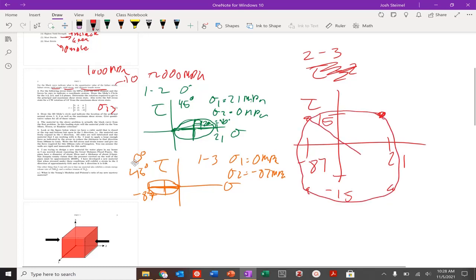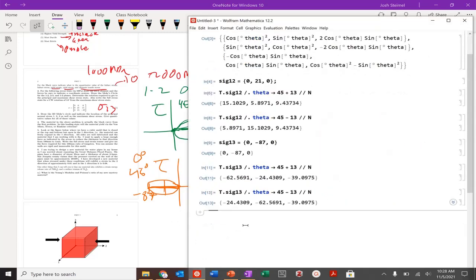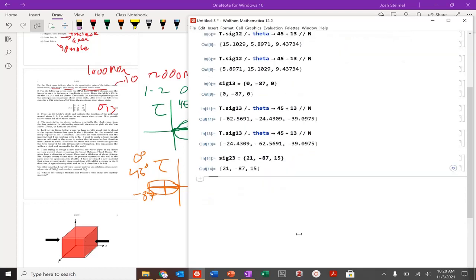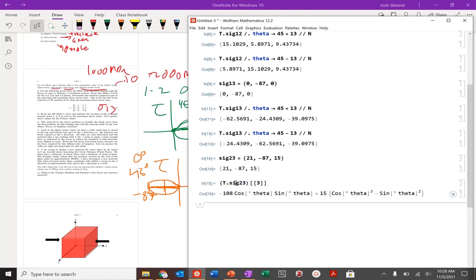And now I'm looking at a stress state like this, and I need to find the rotation to get back to my principal stress state, 2 theta. So I could solve that with Mohr's circle, or again, I could take my linear algebra approach. So my sig 2, 3 is equal to 21, minus 87, and then 15. So I can basically take T dot sig 2, 3. I know my principal stress state is when my shear stress, or my third component here, will be 0. So let's go ahead and solve that equation.